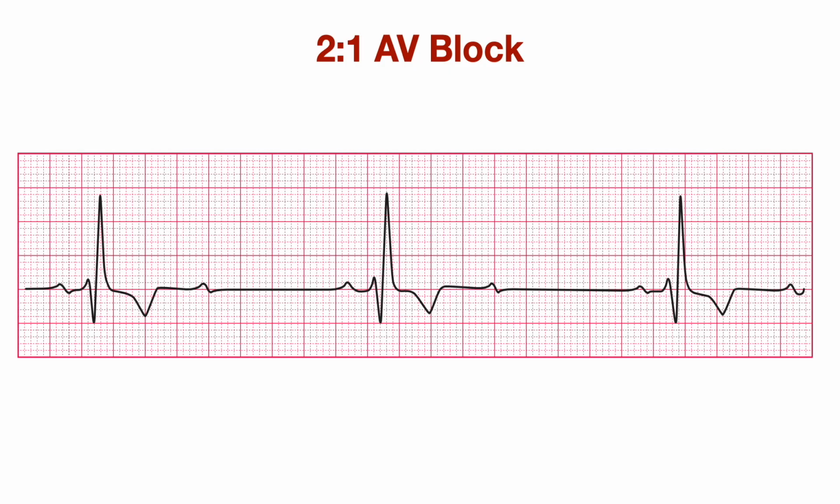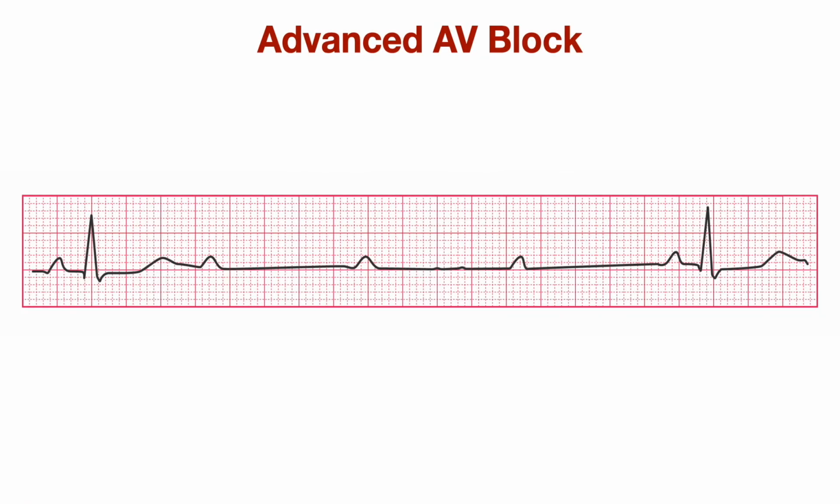2-to-1 AV block consists of alternate blocked P waves. The PR intervals remain constant. It cannot be called Wenckebach or Mobitz type 2 AV block because there is not at least 3-to-2 AV block. The block may be in the AV node or below the AV node in the His-Purkinje system. If you take long rhythm strips, the block may eventually change to either Wenckebach or Mobitz type 2 AV block.